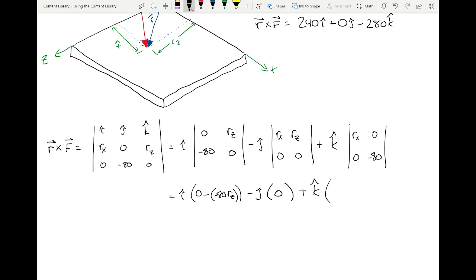And so what do we got? Negative 80 Rx minus 0. So if I simplify this math a little bit, what do I got? I got 80 Rz I plus 0 J minus 80 Rx K, right? Oh, you're right, thank you.